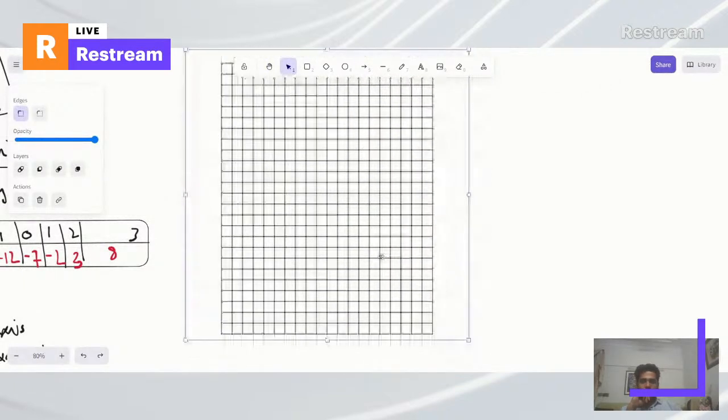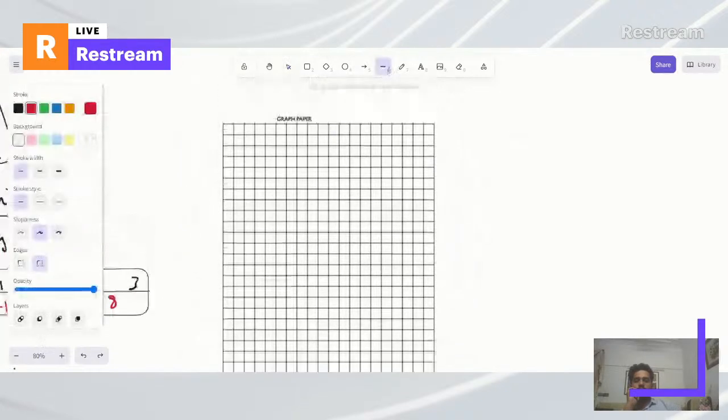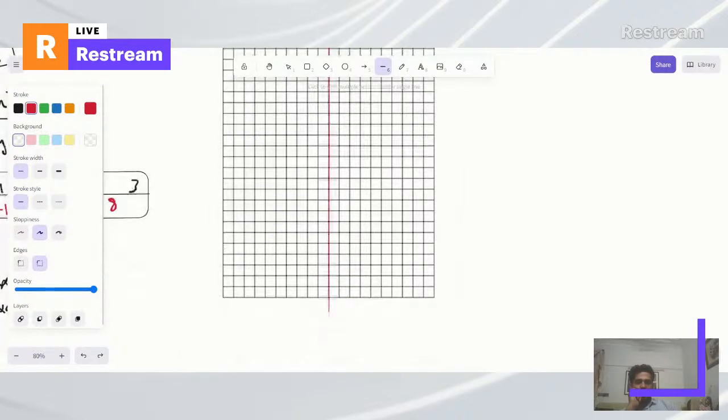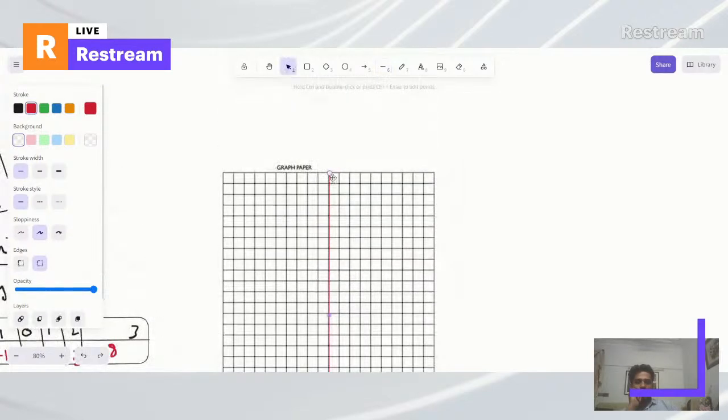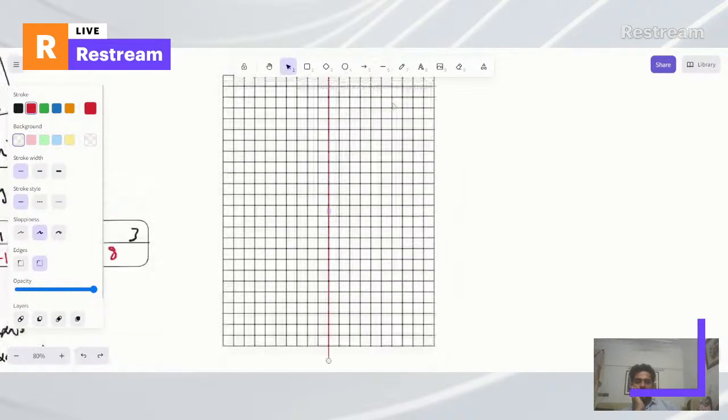Okay, so this is a blank graph. Now I'm going to label the axes according to my own will. So 1, 2, 3, 4. Here's approximately half of the graph, right? So let's draw a line over it. So this is my y-axis, and now I'm going to plot an x-axis line. So this is going to be my x-axis.